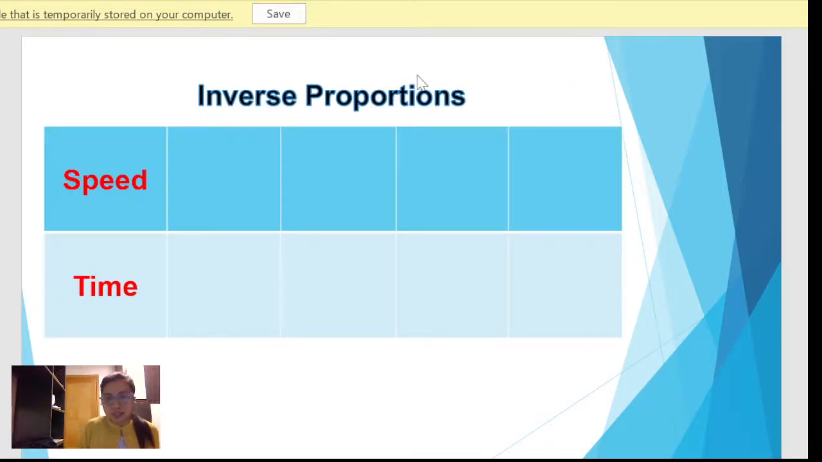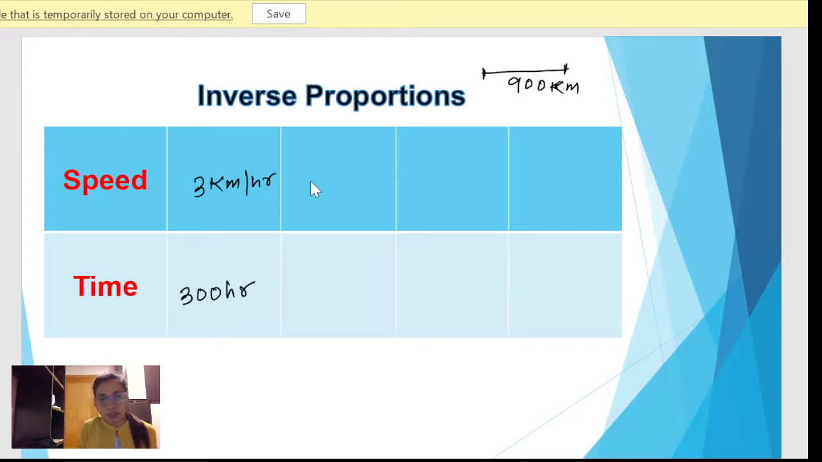I am going to take the same example which we took to understand what is inverse proportion in the previous video. The distance between 2 points is 900 km. If the speed is 3 km per hour, the time will be 300 hours. If we take the speed as 6 km per hour, the time will be 150 hours.